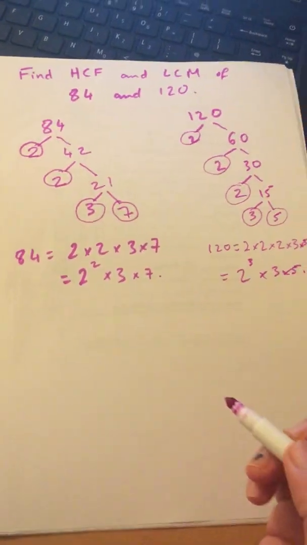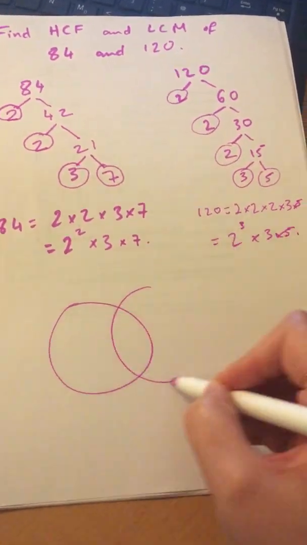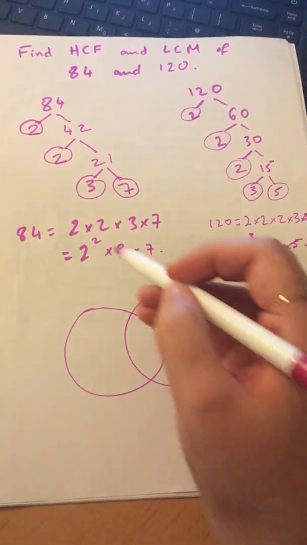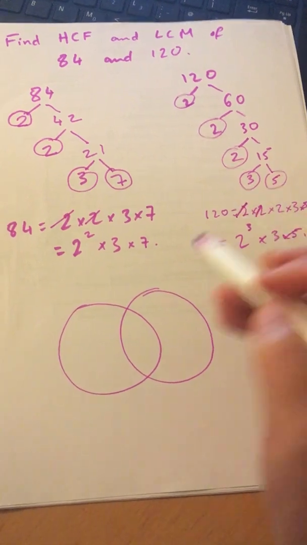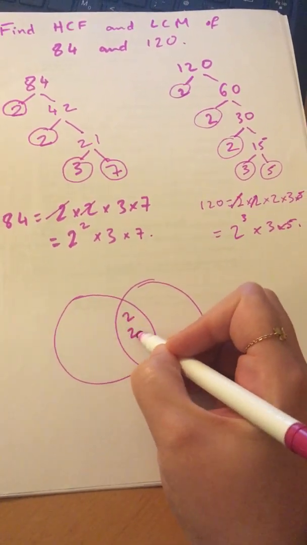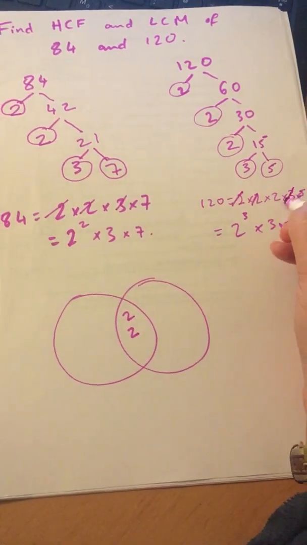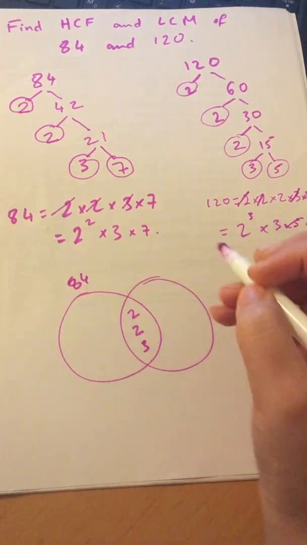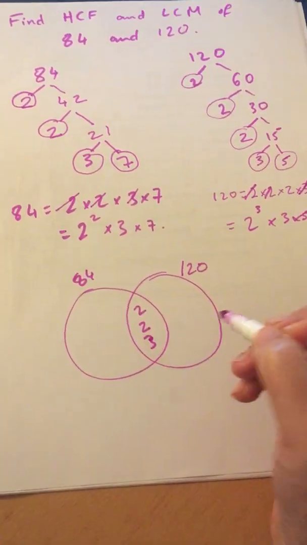Now to find the highest common factor and lowest common multiple, I draw two circles, a Venn diagram. The ones that overlap I put in the middle. So I've got two 2s here, and I've got two 2s here. I can put that in the middle, two 2s. Then I have a 3 here and a 3 there, so I can put that in the middle. If this circle represents 84 and this circle represents 120, I begin by putting the numbers that overlap.